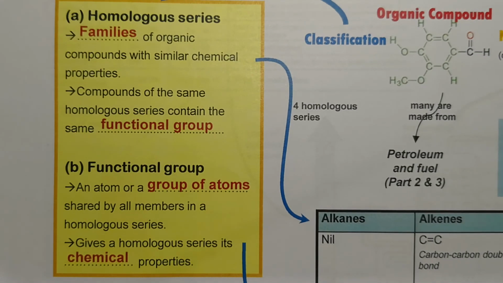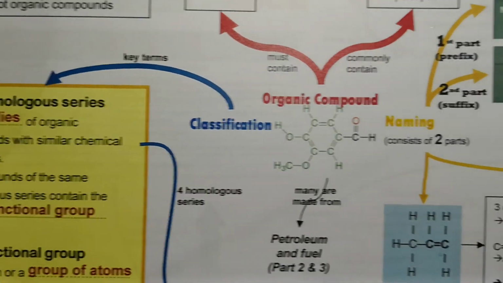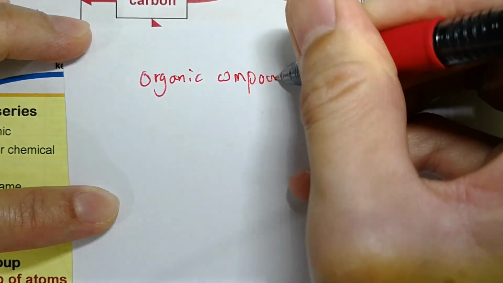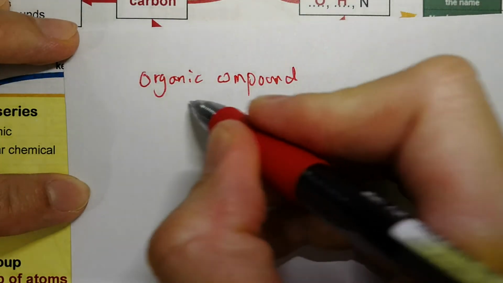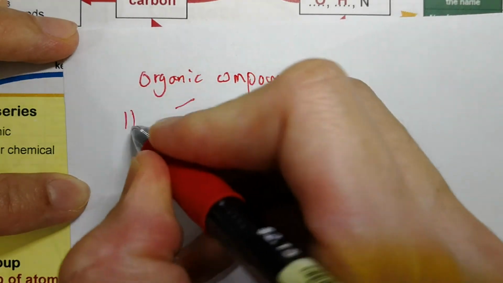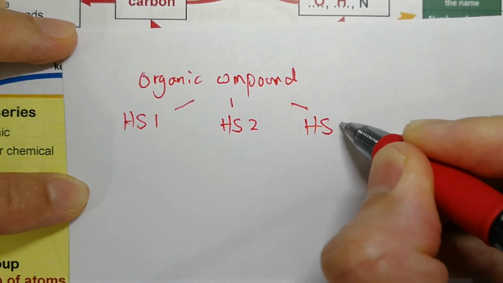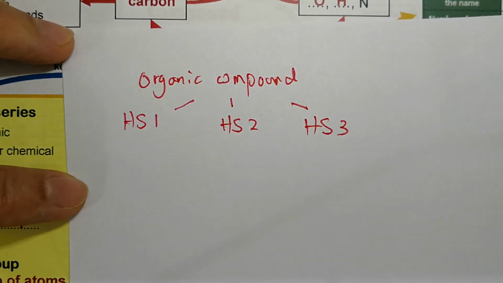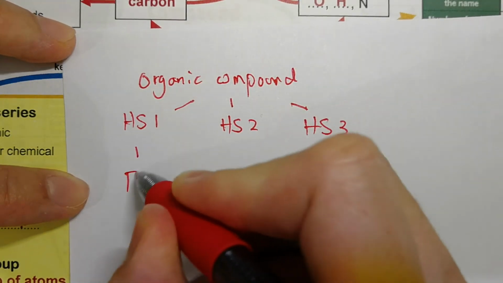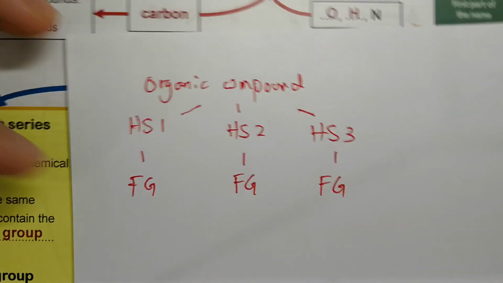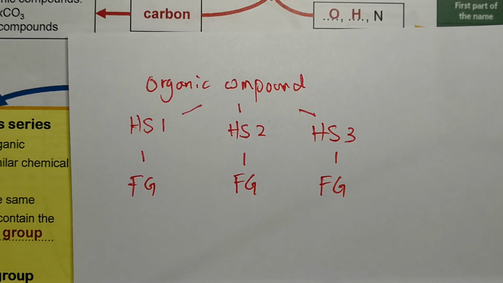Now, the concept of homologous series is very similar to humans. So, for example, there are many types of organic compound. Each type of organic compound is called a homologous series. So for example, you have three homologous series, and each of these homologous series must have a functional group. And this functional group basically gives the homologous series its chemical properties.